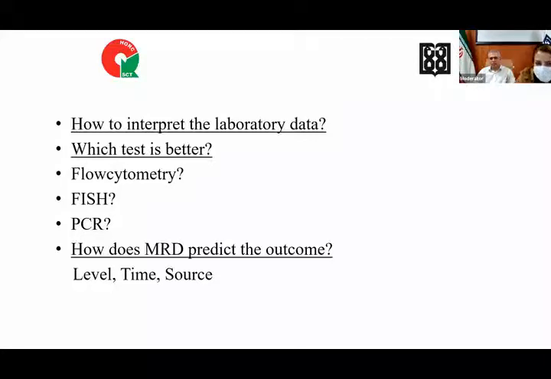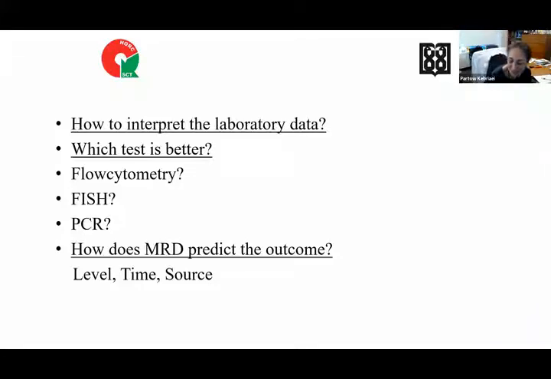From Dr. Ravandi. We disconnected from Dr. Ravandi. If he has been disconnected, Dr. Kebriaei, if you can answer my question.